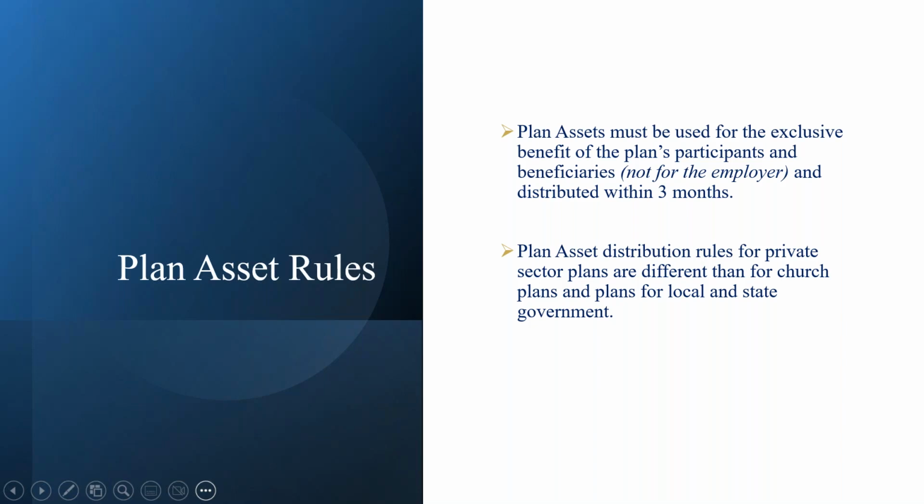The plan asset rules are different for employer plans, we call them private sector, than for church plans and plans for local and state government. Now, if you're a church or you are affiliated with a church, it doesn't necessarily mean you have a church plan. You would have had to say no to ERISA status, which some churches do. And really the easiest way to know that is, do you offer COBRA or not? If you don't offer COBRA, you haven't elected ERISA status.